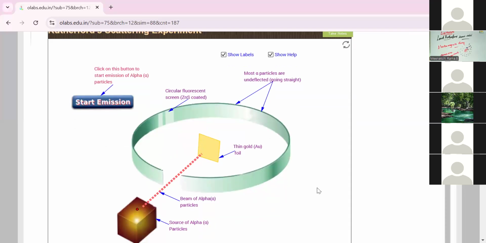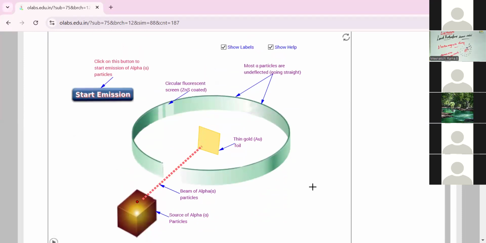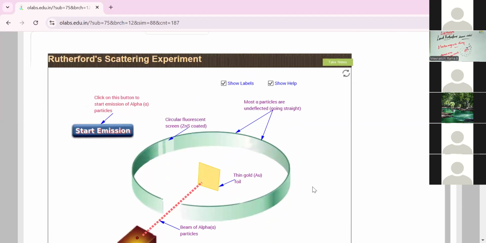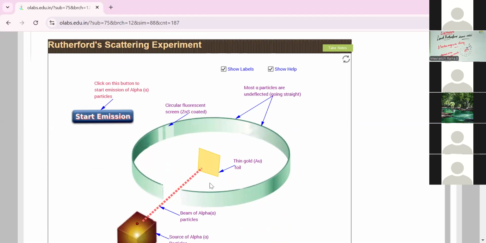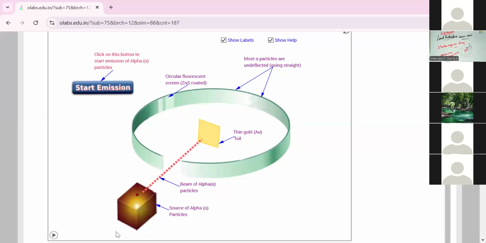So, in this simulation, we can understand the concept of the Rutherford scattering experiment. This is the gold foil, and the circular fluorescent screen. Alpha particles come to this area. This box contains a lot of alpha particles. This is the path of the alpha particles.